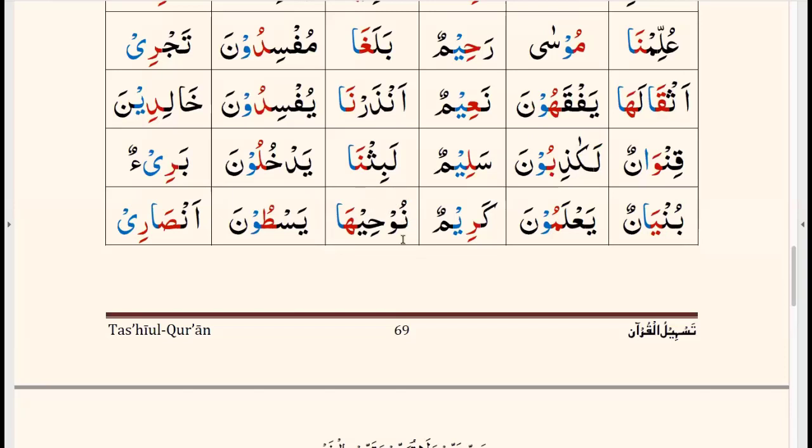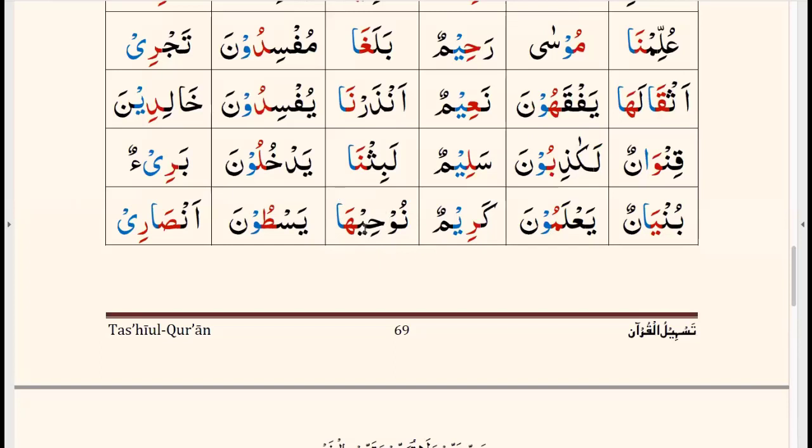Well done. Can you spot Alif Madiyah here? After the Ha. Well done. So nuhiha. Hi ha. That's it. Nuhiha. Well done.